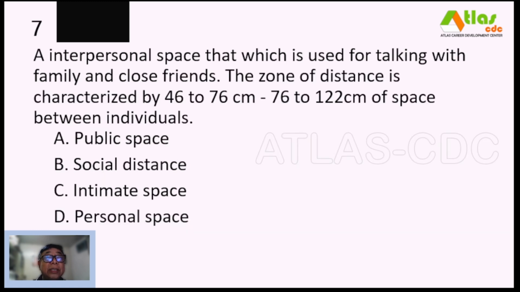Number 7. An interpersonal space, that which is used for talking with family and close friends. The zone of distance is characterized by 46 to 76 centimeters or 76 to 122 centimeters of space between individuals. A. Public space. B. Social distance. C. Intimate space. And D. Personal space.